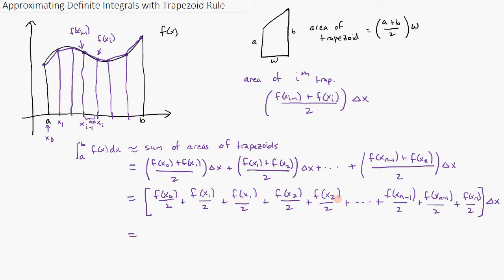Okay, so now because all the middle ones appear twice, they sum up to be 1 instead of 1/2, and then only the endpoints have the 1/2. So putting it all together, this is 1/2 f of x0. Again, all the middle ones do not have the 1/2. Then xn has a 1/2, times delta x. And then this is the trapezoid rule.